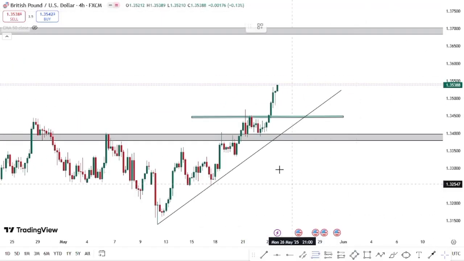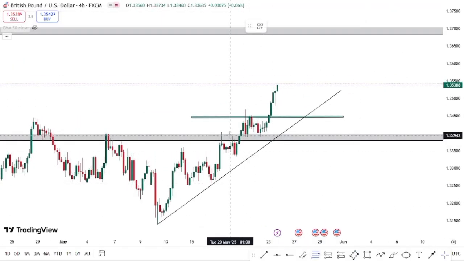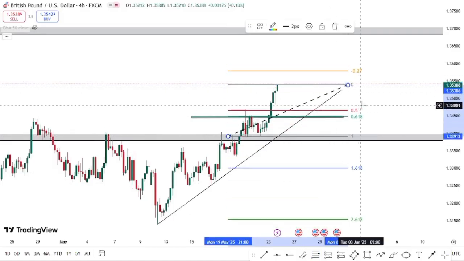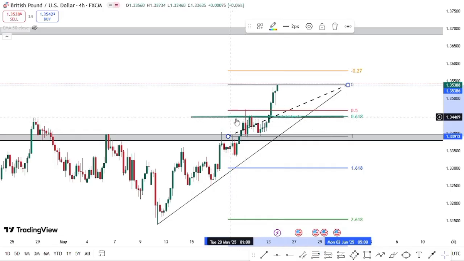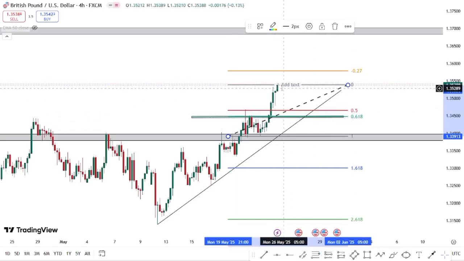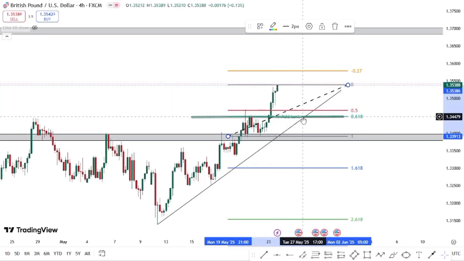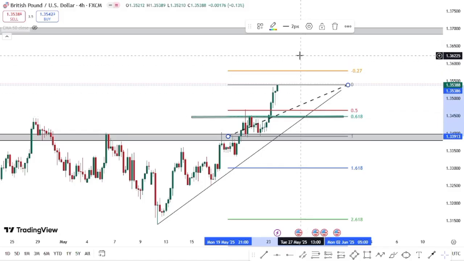If I take out my fib from swing low to swing high on an uptrend, you can see this is the 0.5 and 0.618. So I'll be expecting GBP USD to pull into this zone, make at least a third touch of this trend line. If price decides to pull inside here and make at least a third touch of this trend line, then we should start looking for buying opportunities to the upside.